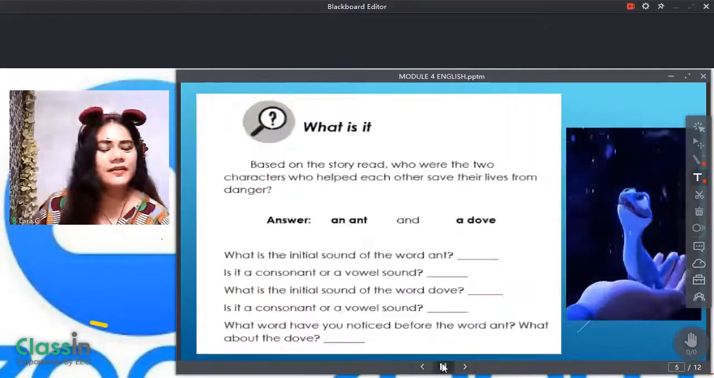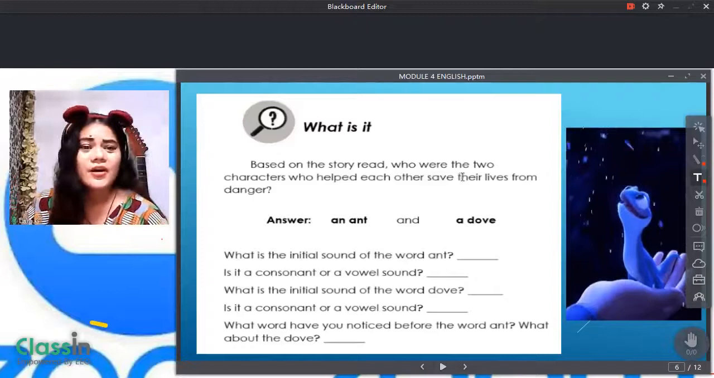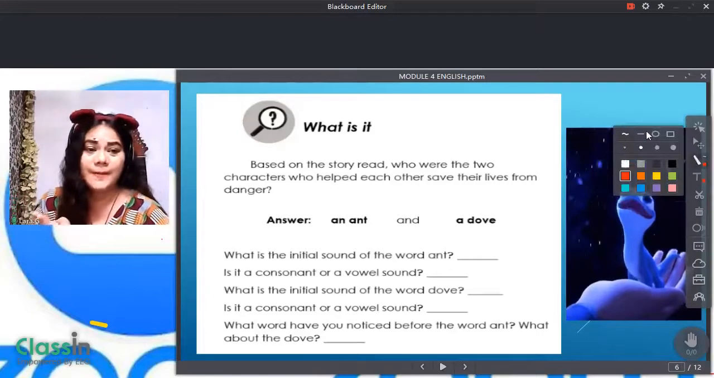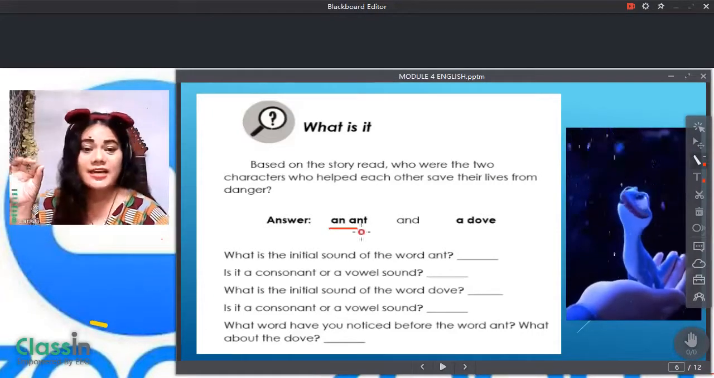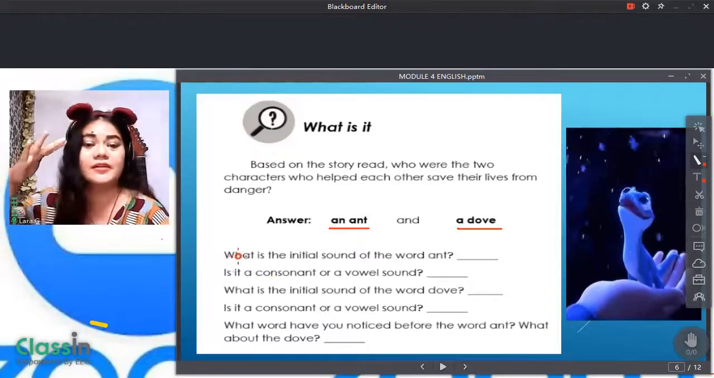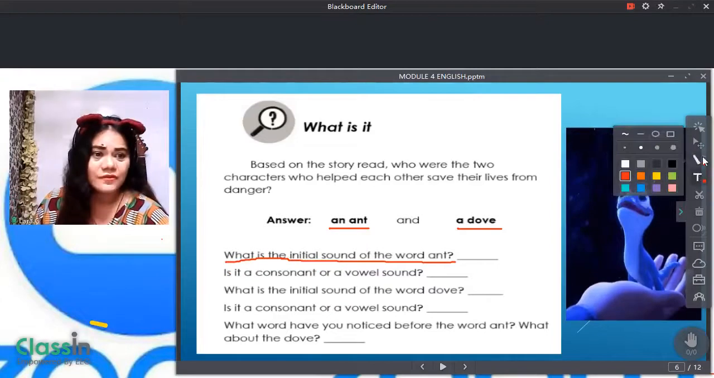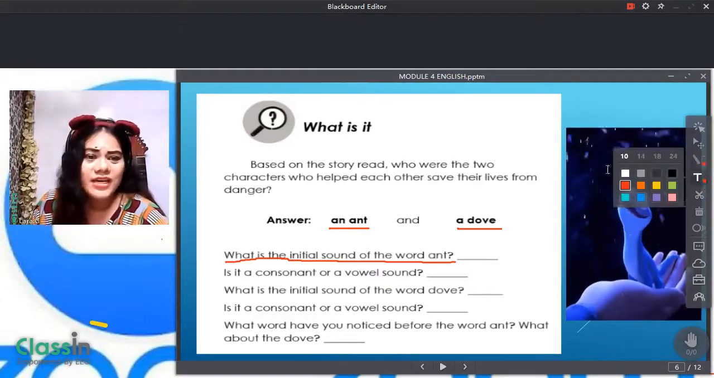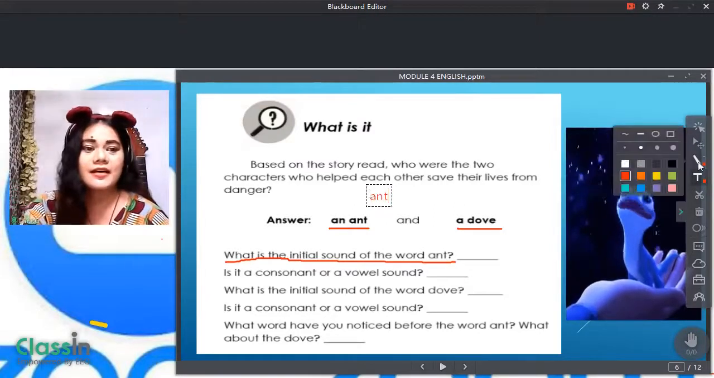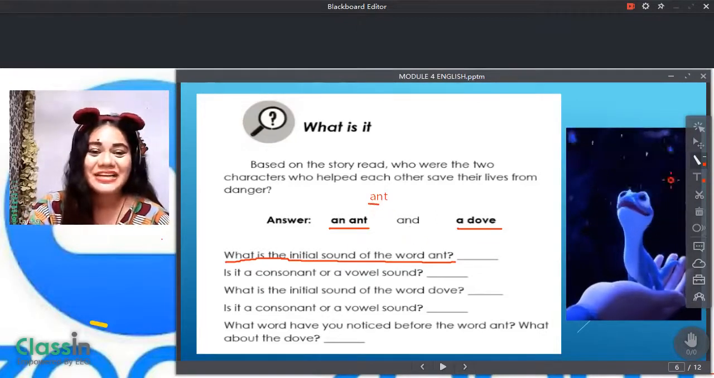Okay, now, based on the story read, who are the two characters who helped each other save their lives from danger? The answer is an ant and a dove. Now let us take a closer look. What is the initial sound of the word ant? What is the initial sound? When you say initial, the beginning. Ant. Yes, it's a. A. That's the initial sound.